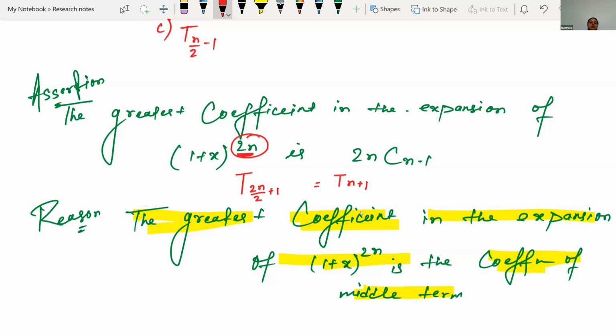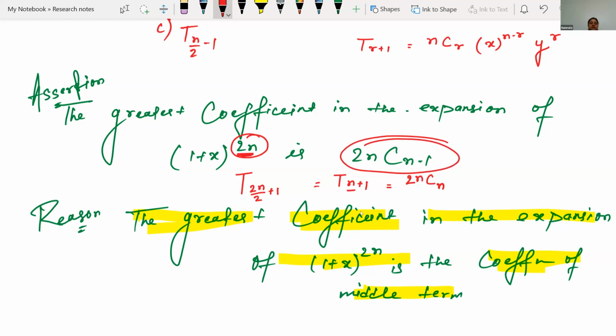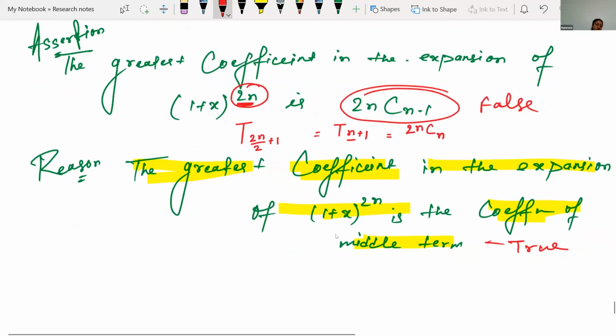And the general form of r plus 1th term, we know r plus 1th term looks like ncr x to the power n minus r y to the power r. So here n plus 1th term will be whatever is the power, 2n c n, right? Is it correct? No, ma'am. So it's false. Okay. And this is true. Got it?